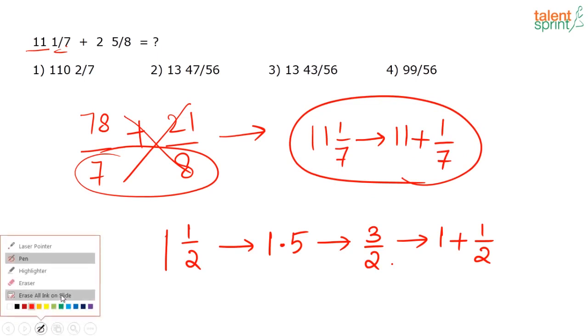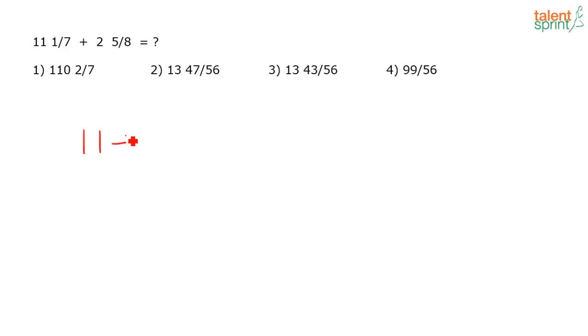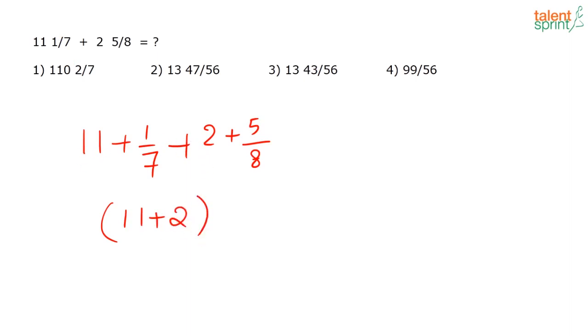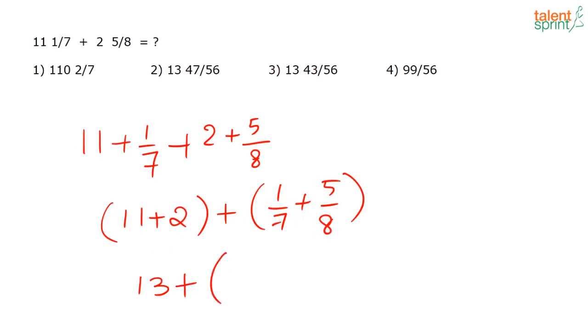So how do we solve this? So 11 1 by 7, I can write it as 11 plus 1 by 7, plus 2 plus 5 by 8. I am just rewriting the given information like this, and always try to calculate the integers together, okay? Take the integers together, group them together, group the fractions together. So what will we get? 11 plus 2 is 13, 13 plus 1 by 7 plus 5 by 8, okay?